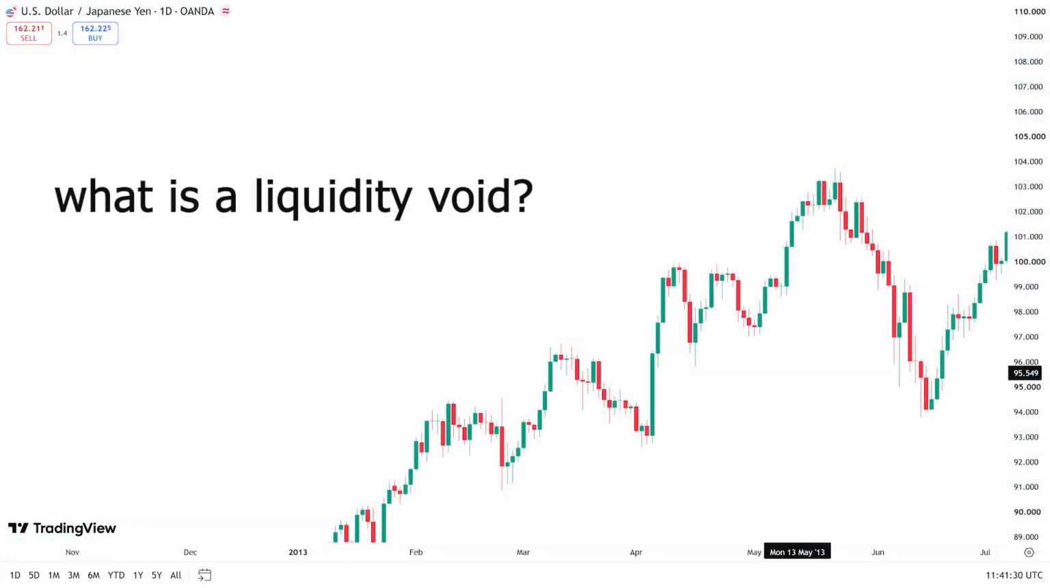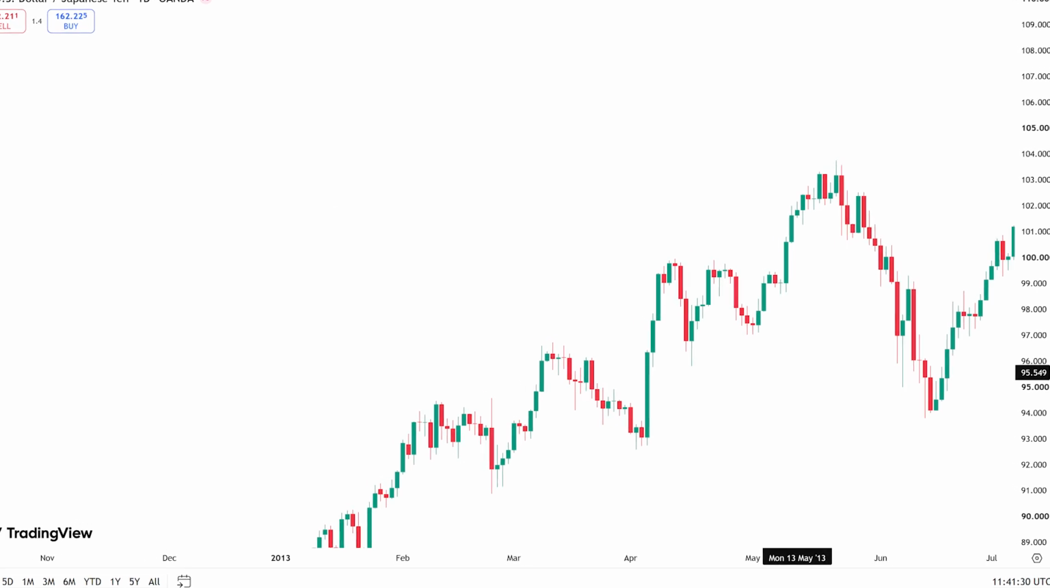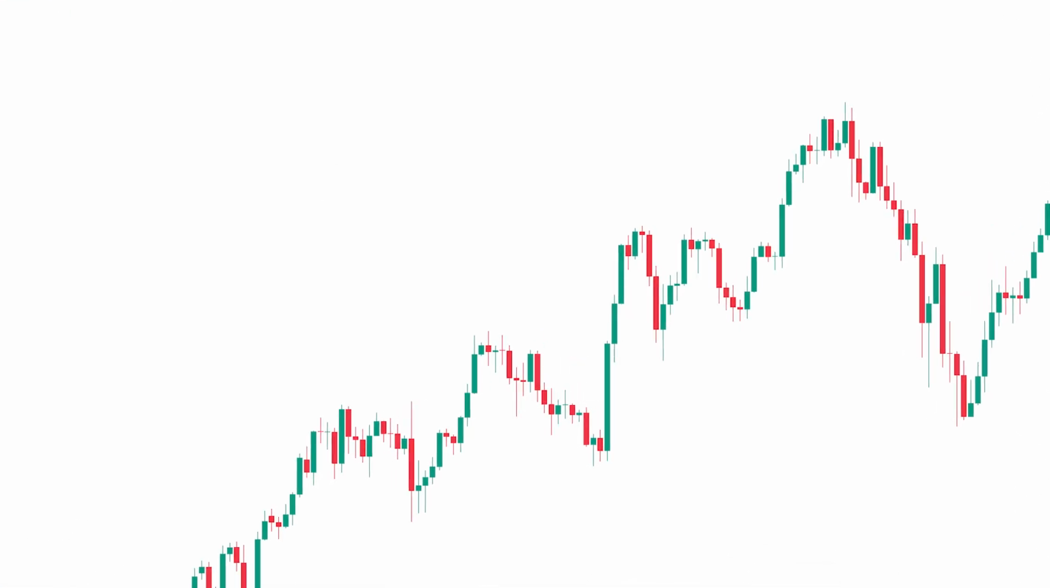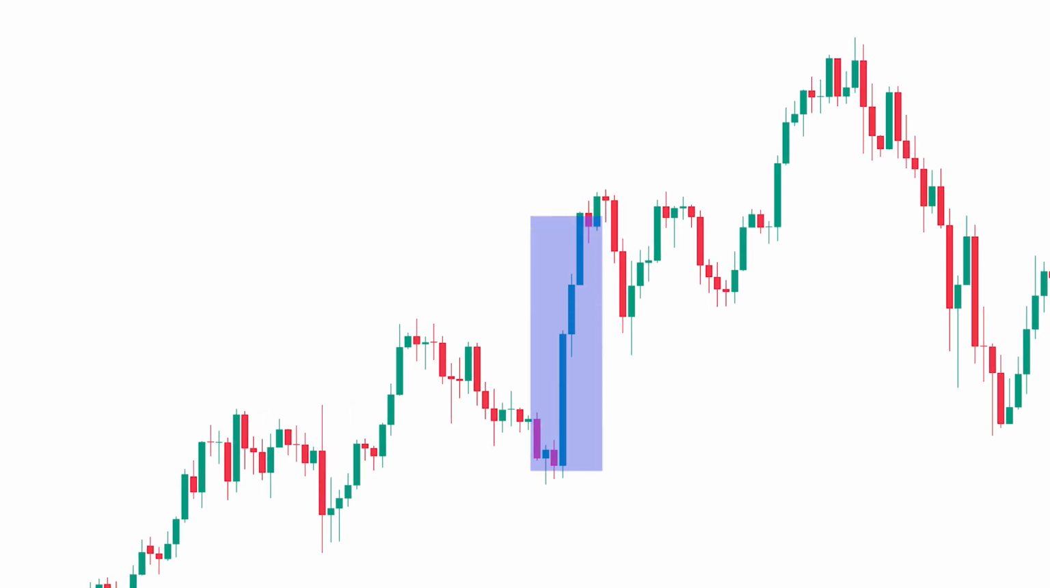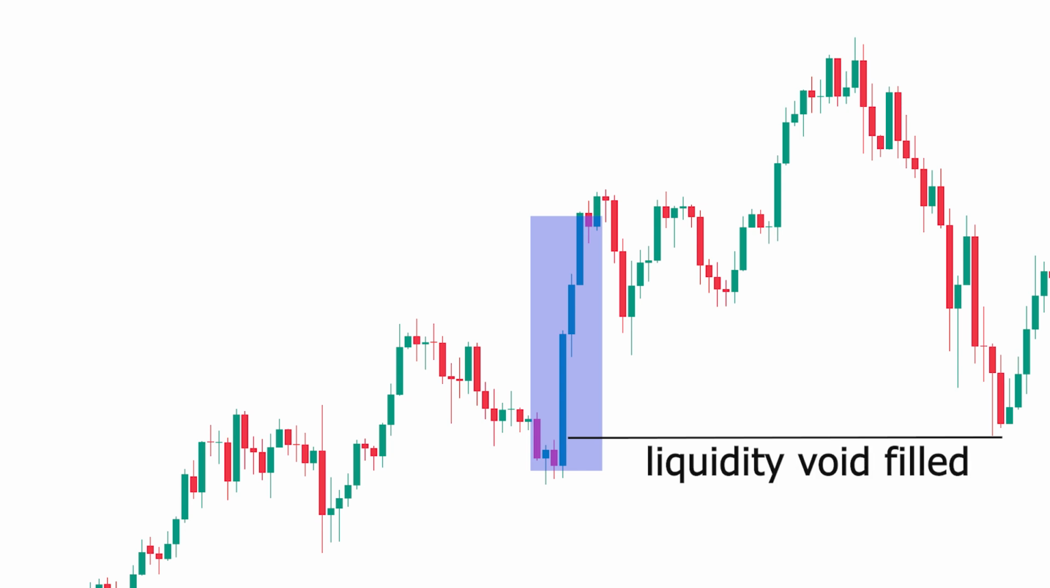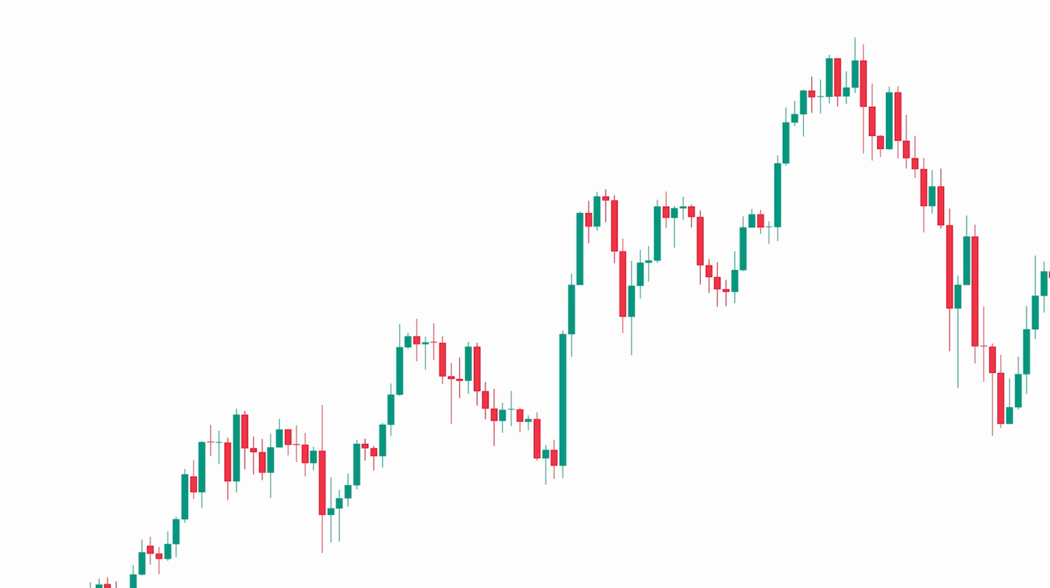What is a liquidity void? Let's start with the basic idea. A liquidity void is an area where price moves so quickly that very little trading takes place. In other words, the market moves with such strong momentum that it doesn't spend enough time exchanging orders within that price range.